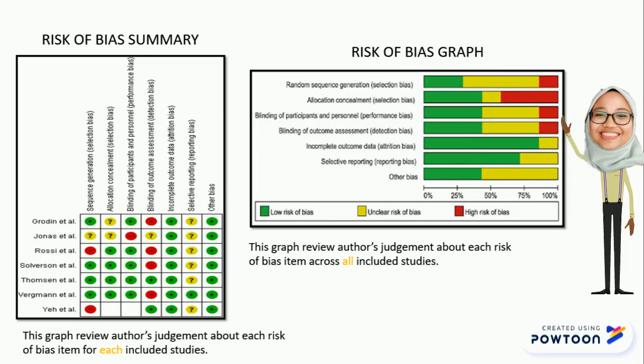Next, selective reporting. If all pre-specified outcomes of interest to the review are reported in the pre-specified way, it has low risk of bias, but there is high risk of bias if the outcomes are not reported as expected.